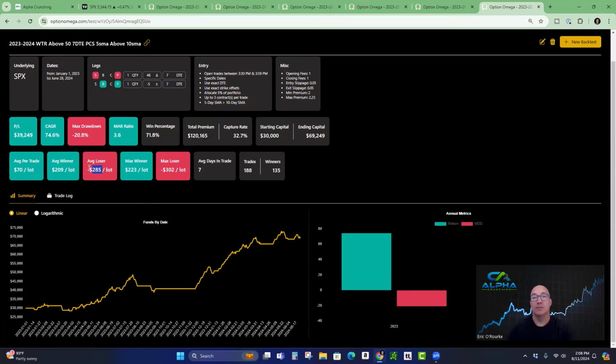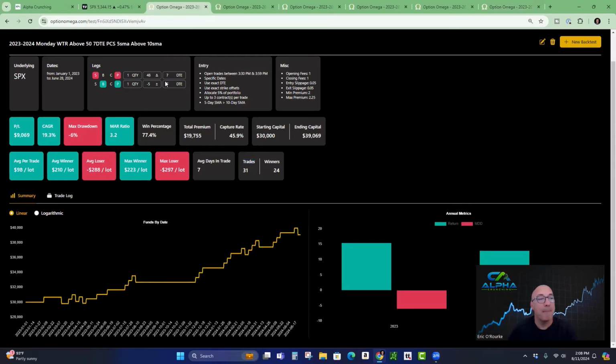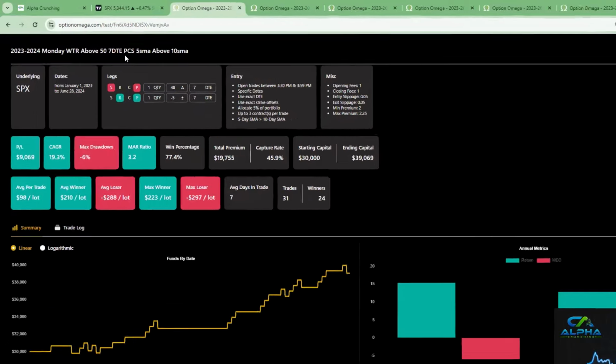So what we're going to do now is look at this exact same strategy, but we're going to look at the trades only taken on Monday and then Tuesday, then each day of the week. I want you to try to remember these stats: let's call it 72% with an expectancy of $70 here and 188 trades. So let's look at Monday. These are the results for this exact same strategy, but only for Monday.